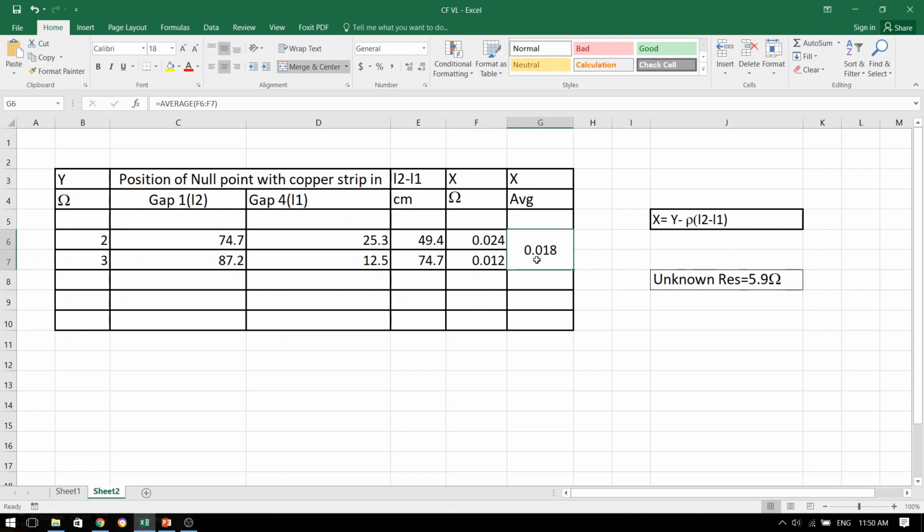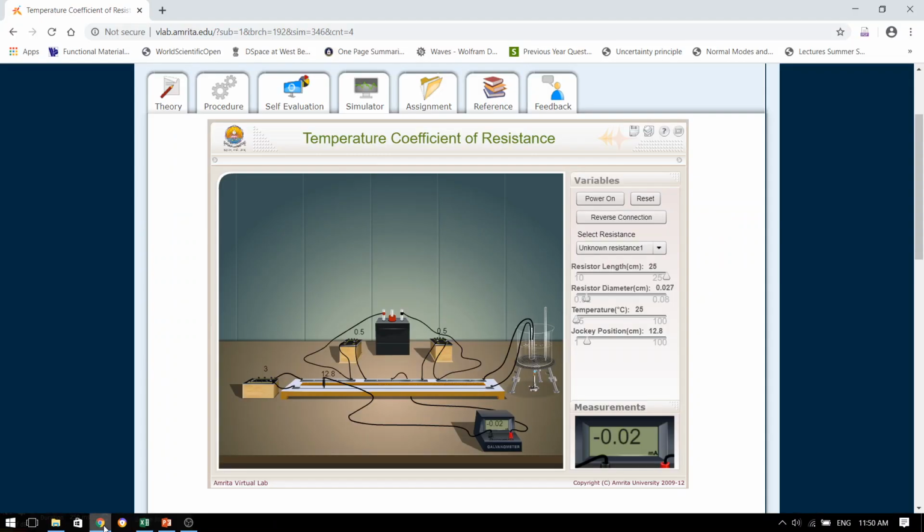And the average also can be calculated. So if you are doing this experiment 4 or 5 times with different values, you can find the average of all those 5 values, and you can always find the resistance in this particular setup. We have found this out to be 0.018 ohms. Alright. So like this, you can all find an unknown resistance using the Carey Foster's bridge. I hope all of you have understood the theory well and can now perform the experiment on the virtual platform.